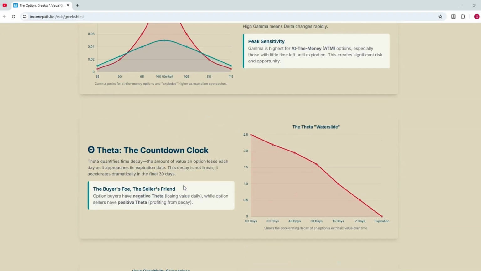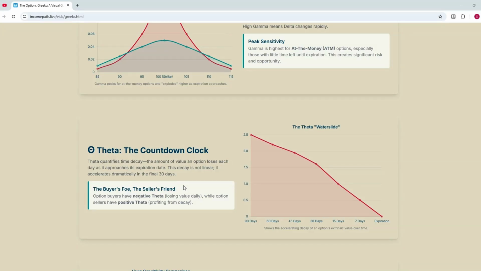Okay. The theta, think of this as almost the countdown clock. The theta quantifies the time decay, the amount of value an option loses each day as it approaches its expiry date. The decay is not linear though. It can accelerate dramatically in the final period. If it was a monthly option or weekly option, obviously that will change depending on the duration. But in a 90-day option, let's look at the final 90 days as you get closer to expiration.